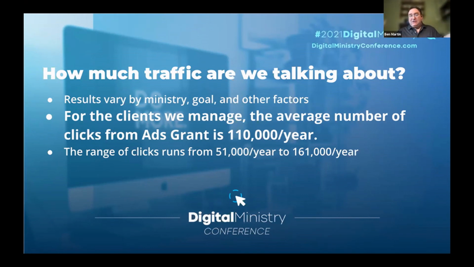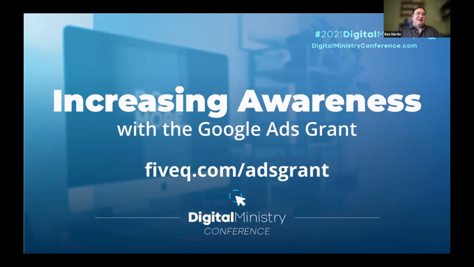So there is a spectrum there, but if you are able to fully optimize that account and spend the full 10,000 every month, and you're able to make sure you're getting a good solid click-through rate on all of your ads, and that's what we focus on when we're managing an account for someone, then you should be able to achieve numbers in this range, in this 50 to 150,000 clicks a year coming from the Google Ads grant. And this is introductions to new people who are interested in what your ministry is interested in, and an opportunity to introduce yourself to them. So there you go. That's increasing awareness with the Google Ads grant.